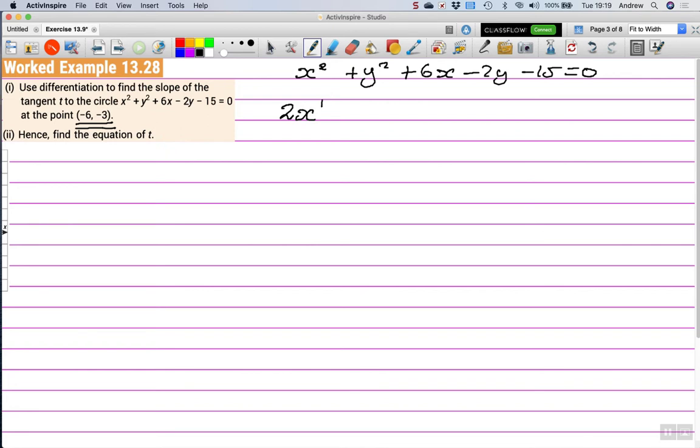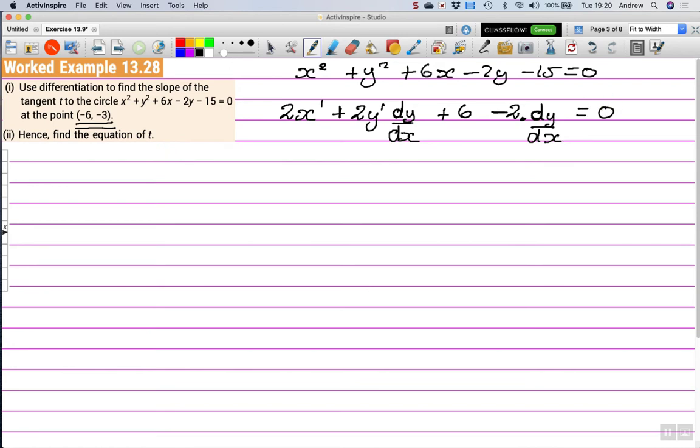Now we're going to differentiate y squared, which is going to become multiply by the power, put the power down 1, but you've also got to remember to multiply by the differential of what's inside. When it's a y function, you have to multiply by dy/dx. Differential of plus 6x is quite simply plus 6, and the differential of minus 2y is minus 2, but it's a y function, so we've got to multiply by dy/dx. Differential of a constant minus 15 is equal to 0.